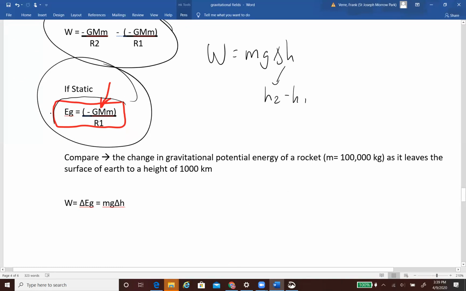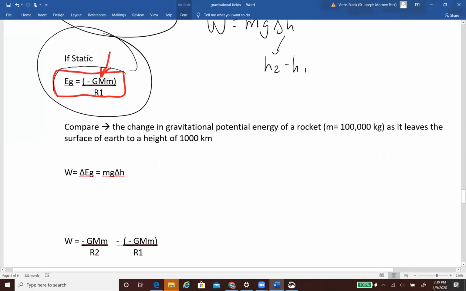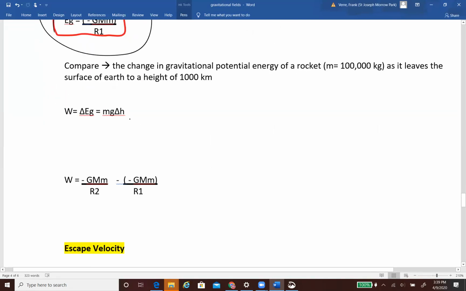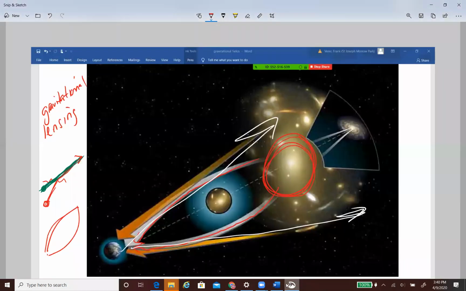Let's imagine we're looking at a rocket that has a mass of 100,000 kilograms, and it's leaving the surface of the Earth. We want to know the change in gravitational energy at a height of 1,000 kilometers. If we did this question last year, we would have done something like this.